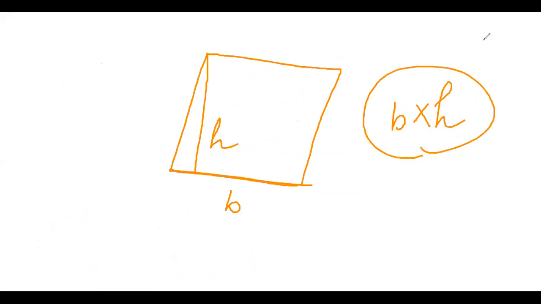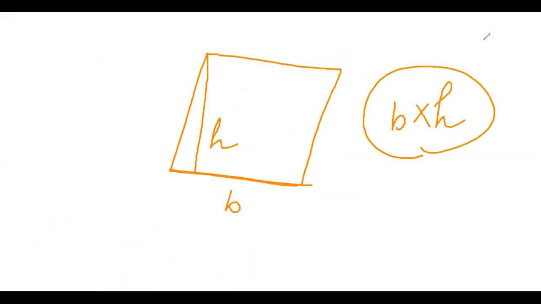Then rhombus. It's also same as the parallelogram, so its area is also same. If this is base, this is height, then area of rhombus is base into height. Area of rhombus is equal to base into height. In a parallelogram you take the corresponding height because two sides are different. In this all sides are equal, so it's simply base into height.